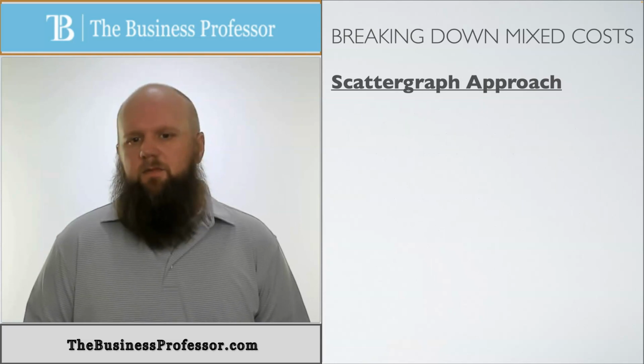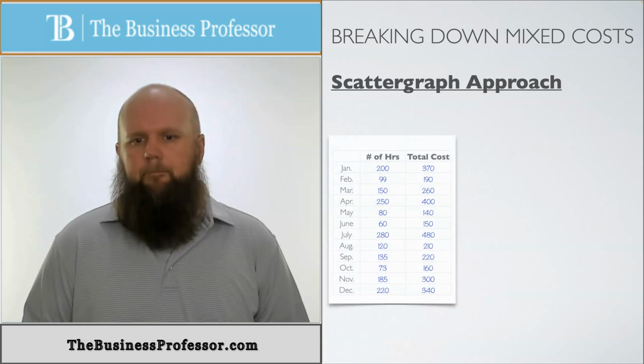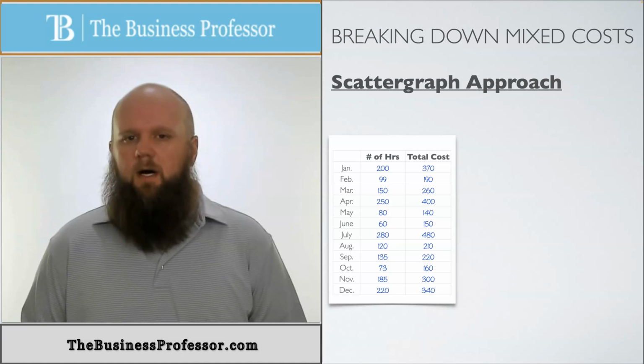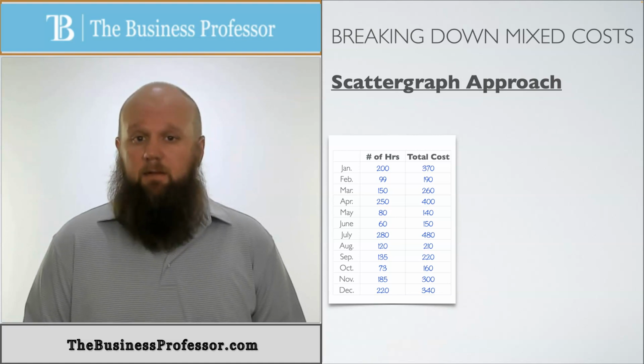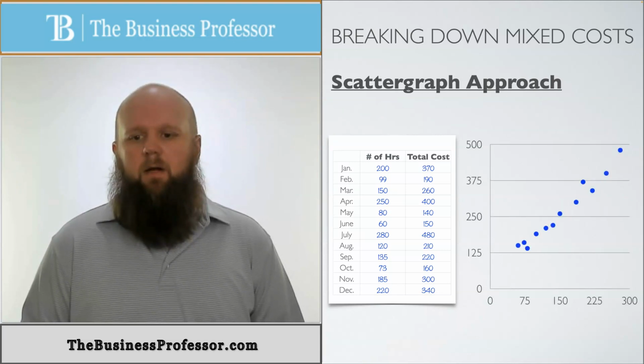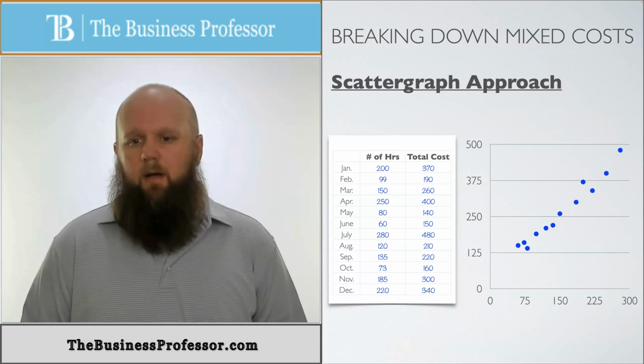Let's say that we have this information: the number of hours and the total cost. So the number of hours are our level of activity, the total cost would be our total cost. And we're trying to put this in a scatter graph. So we'll take our graph and we would plot it where the x-axis is going to be our level of activity and the y-axis is our total cost. Now, this is our scatter graph plot.